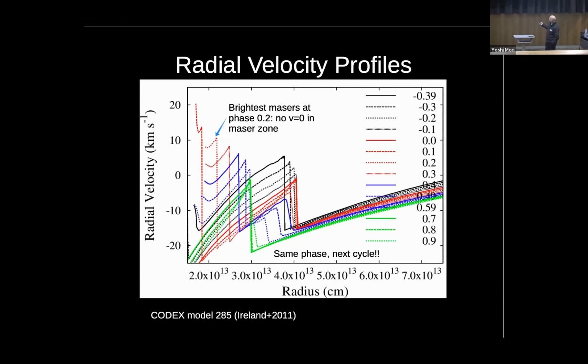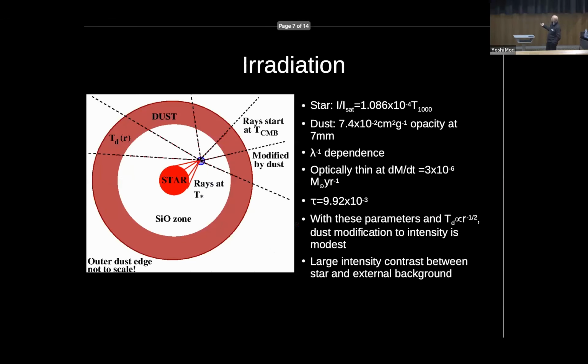So yeah, I should just mention, if you look at the solid black and the solid green, they're one cycle apart, right? One period apart. So the model doesn't in fact reproduce the same conditions for every stellar cycle. So it perhaps reflects the real objects in that respect.